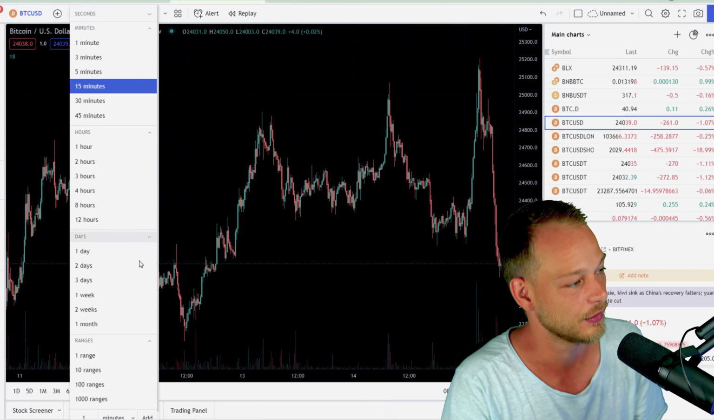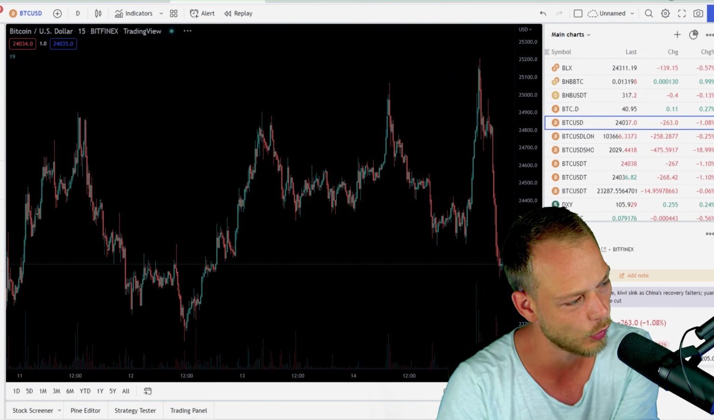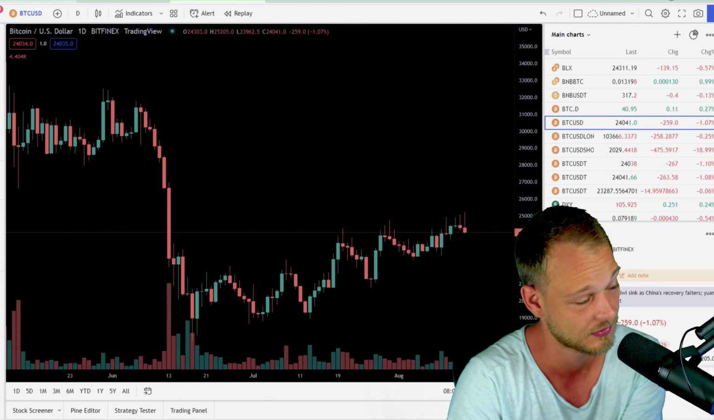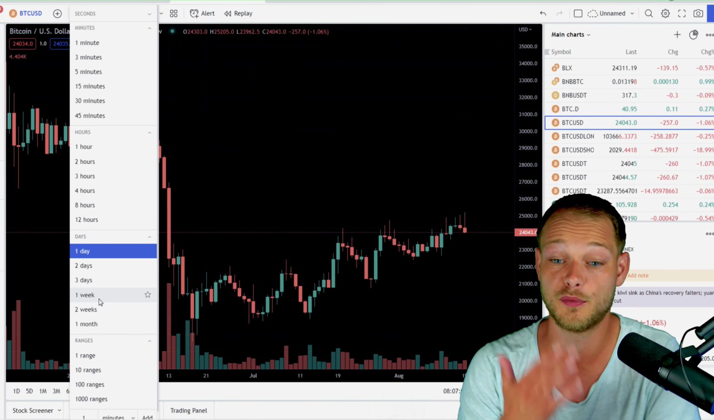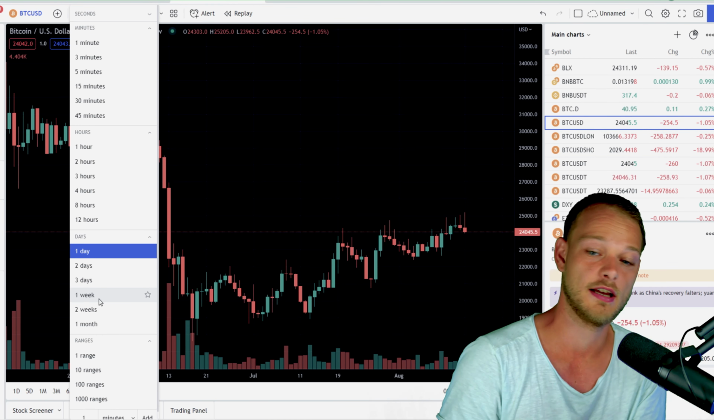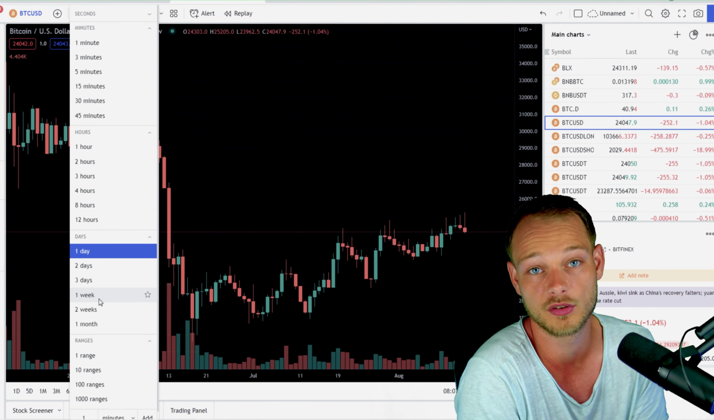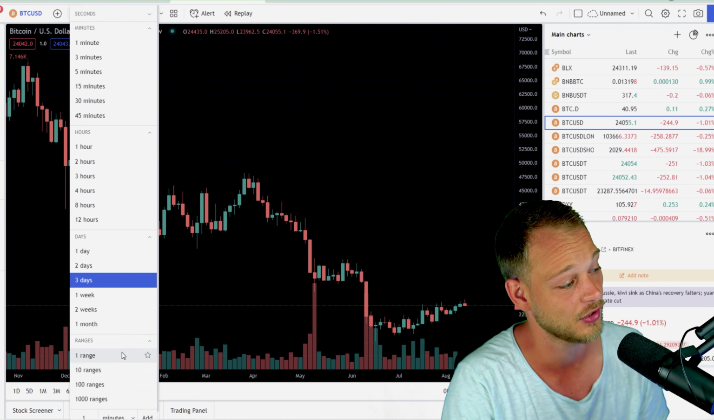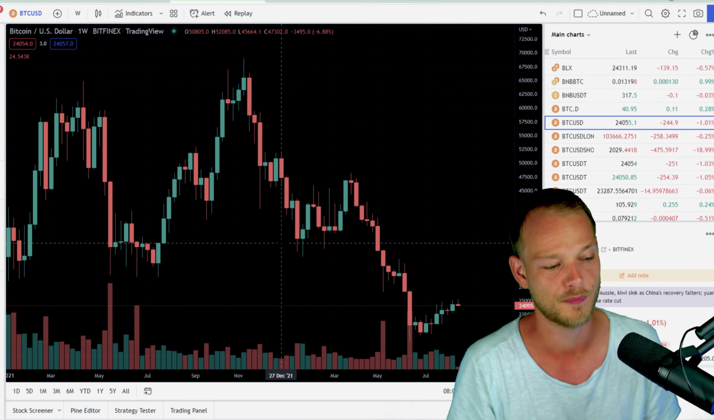If you are more like a midterm trader, you take a look at the daily chart, right? Every candle is 1 day. That's how you have to take a look at it. If you are more like an investor and you just want to know, okay, what happens in the short term because I maybe want to dollar cost average in or something like that, then you can take a look at, for example, the 3 days chart or the weekly chart. Weekly chart is usually my favorite chart.